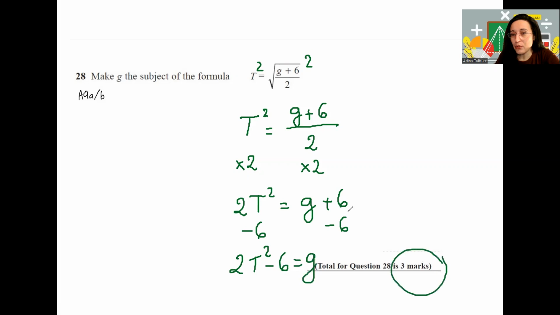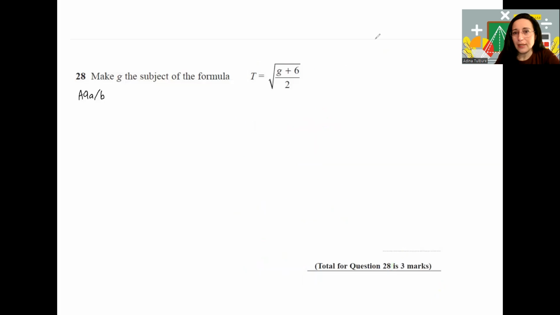And look, beautiful, 3 marks. All you need to do in this situation is not to get intimidated by the square root. How do you reverse the square root? You just square it. Okay, so the reverse operation of a square root is squaring it. Okay. Now let's go to the next question.